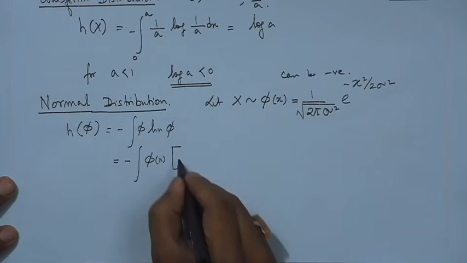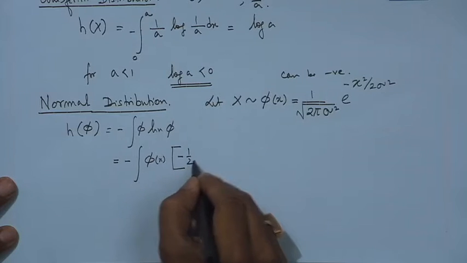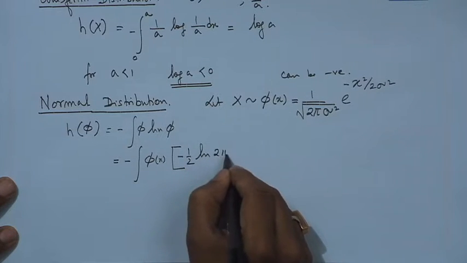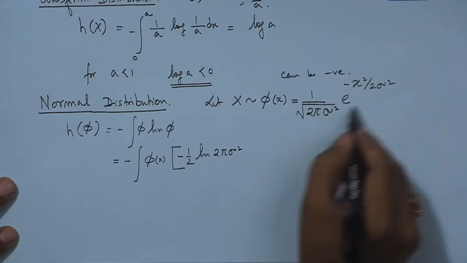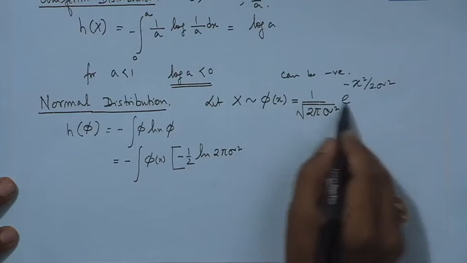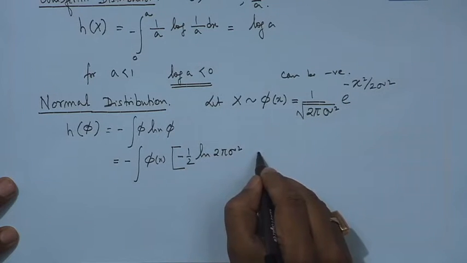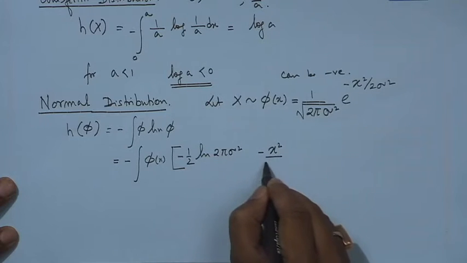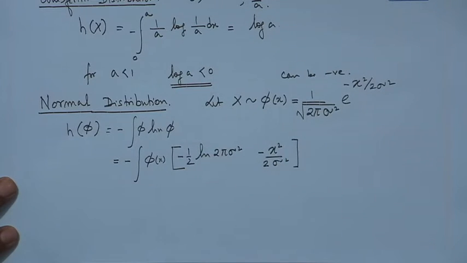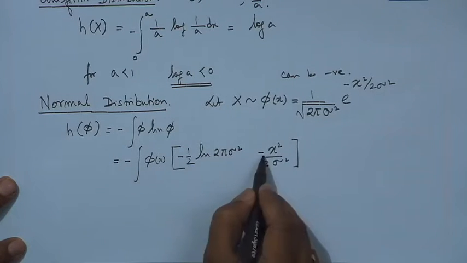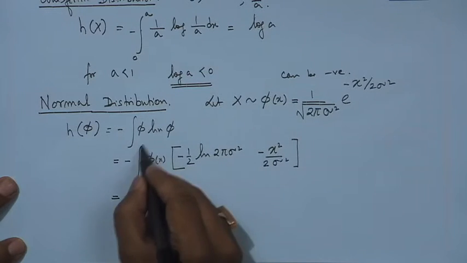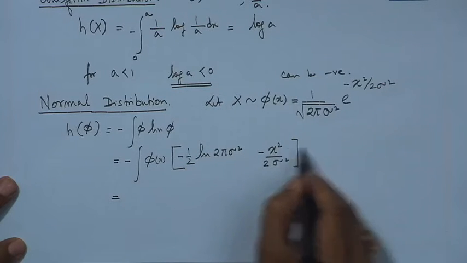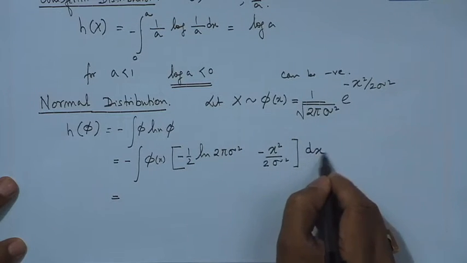Now log of this is basically minus half ln 2 pi sigma squared, right. And the other part, what you are left with is when you take the log of it, this goes out, so basically minus x squared upon 2 sigma squared. So this is what you are left with in this case. So a minus sign, a minus sign, a minus sign, so all minus signs go away, so you are left with a plus sign. And here we have a dx, right.